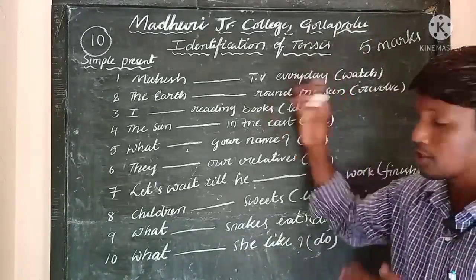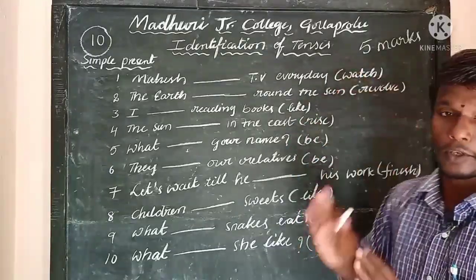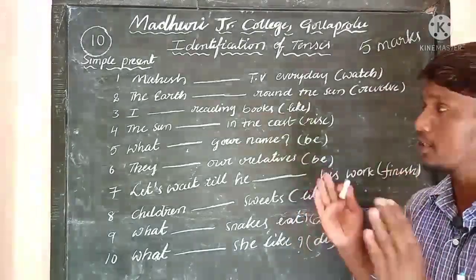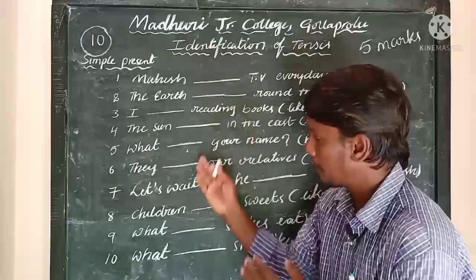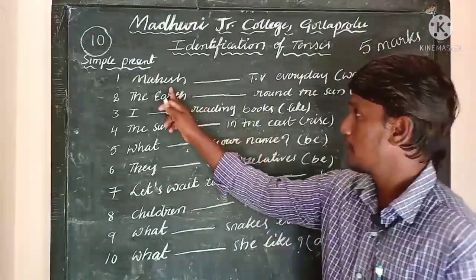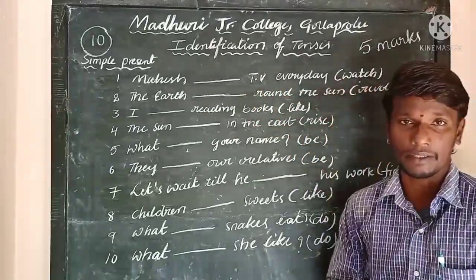Based on the sentence, based on the tense, you should change the verb. You should write the suitable form of the verb which is given in the bracket. That is very, very important. I have prepared all these 10 examples of simple present tense. Now see, Mahesh dash TV every day. Here watch is given.